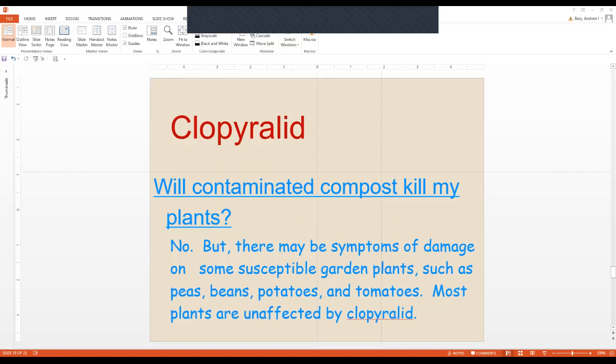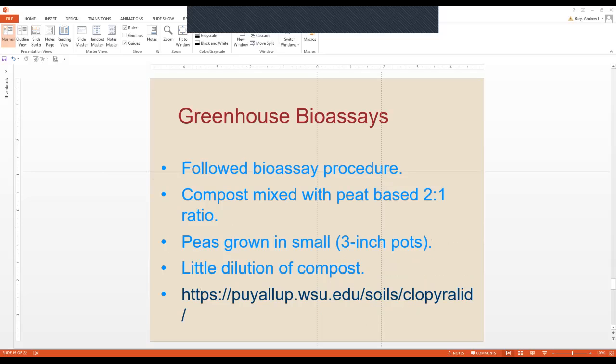The question is, will the contaminated compost kill my plants? No, but you may see symptoms of damage on susceptible garden species such as peas, beans, and tomatoes. The crops will continue to grow, but they're not going to look normal. They don't really die, but they never really hit fruition in producing crops. Most plants are unaffected by clopyralid, but there are a few vegetables that definitely cause problems. There are a couple of different ways to determine if you have problems with clopyralid or aminopyralid in your compost pile.